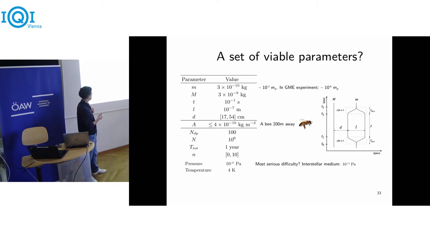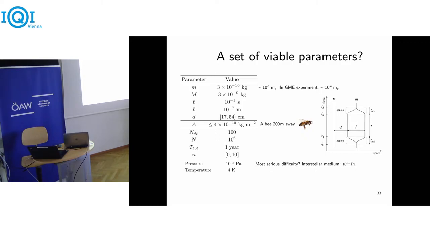And as a comparison, in the gravity-mediated entanglement experiment, they are requiring 6 orders of magnitude lower compared to the Planck mass. So yeah, this is requiring a lot of progress in the possibility to put heavy masses in superposition, that's for sure. But I think what's interesting is that this is not completely crazy, or at least there is no physical principle that tells you that we will not be able to do this at some point.